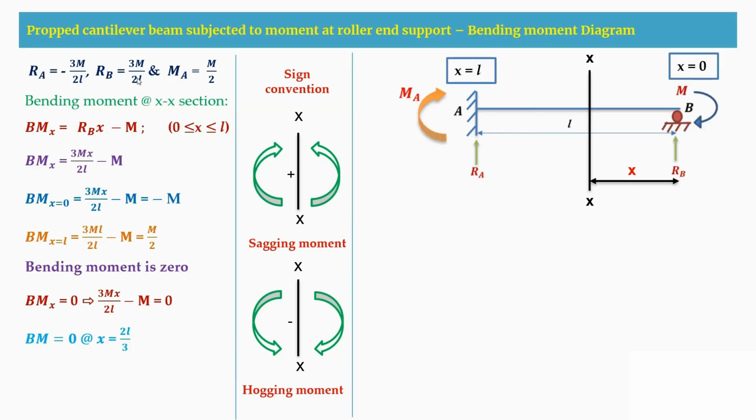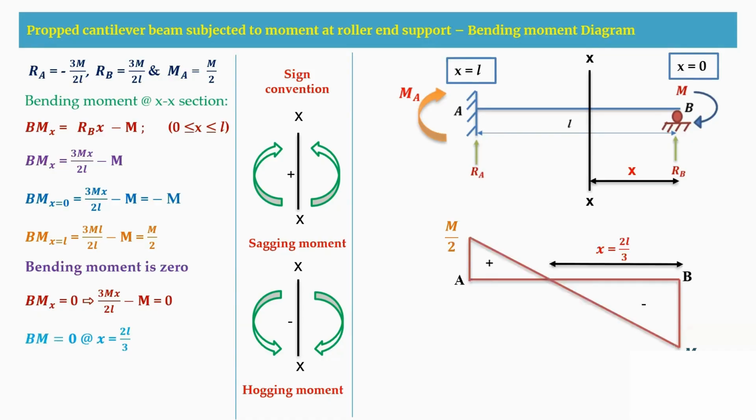After getting all these values for the bending moment and the X distance, we plot the figure. This is the AB span, and at B I have the moment M, which is negative, and at A I get a moment of M by 2, which is positive. At a distance of X equal to 2L by 3 from B, I get the moment to be 0. This is how you draw the bending moment diagram.